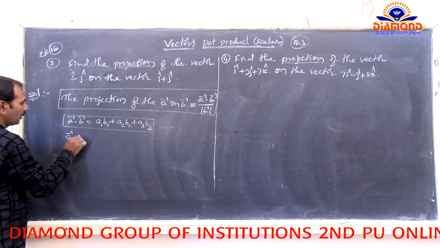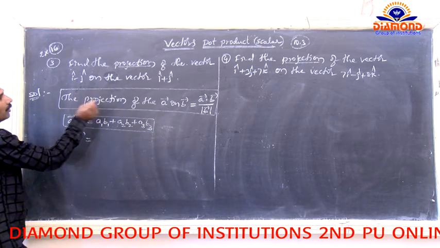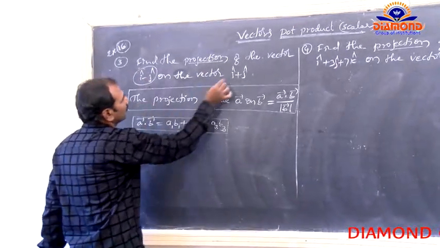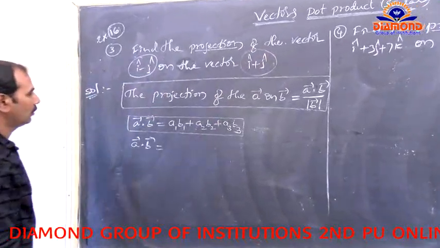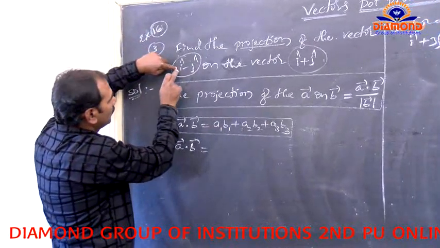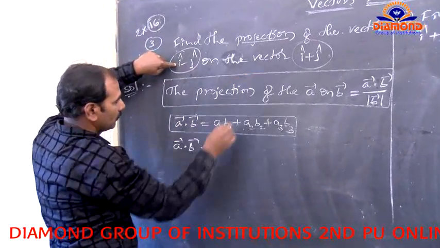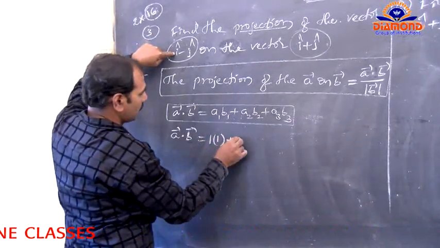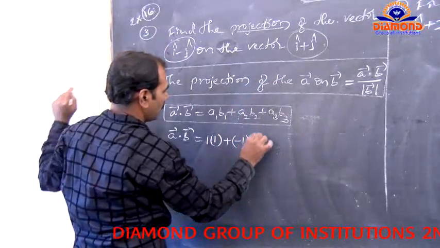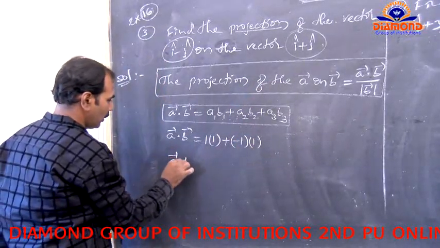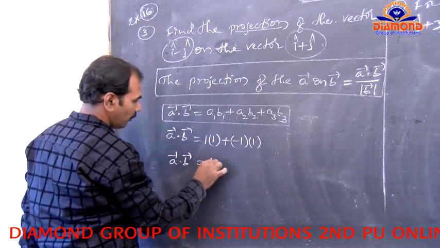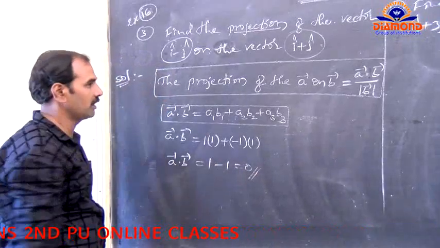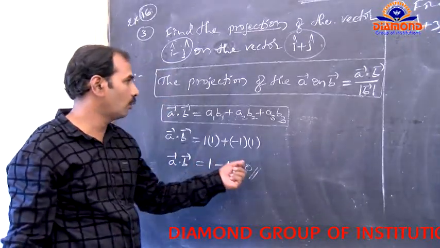A vector dot b vector equals, what is that? This is the a vector, this is the b vector. The i component in a is 1, and in b the i component is also 1. Then the j components are minus 1 and 1. So a vector dot b vector equals 1 minus 1, and its value is 0. So a dot b equals 0 means a is perpendicular to b.